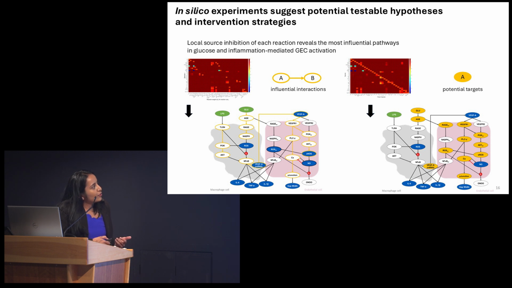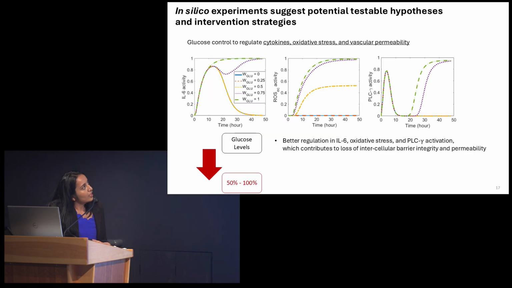In this first test, we found the influential interactions and influential potential targets shown in yellow, which could either be tested experimentally to check for their effect on the disease development, or be modeled as a quantitative model and tested as a potential treatment strategy.